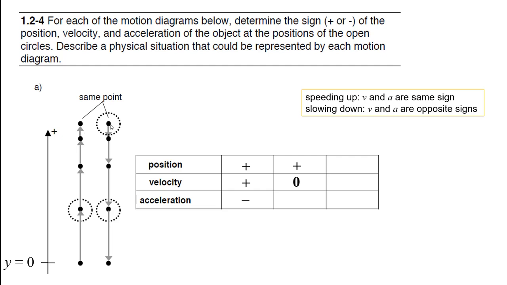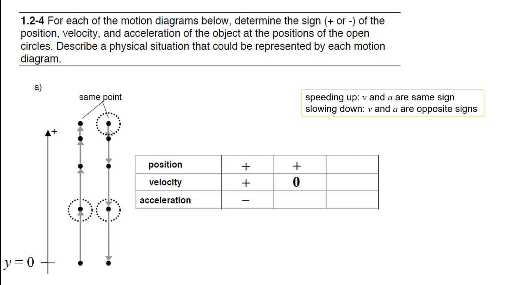Another way to think about it is if we look at the next moment, my velocity is downwards, and at this moment my velocity is 0. So if I'm going from a velocity of 0 to a downwards velocity, we're speeding up in that downward direction.